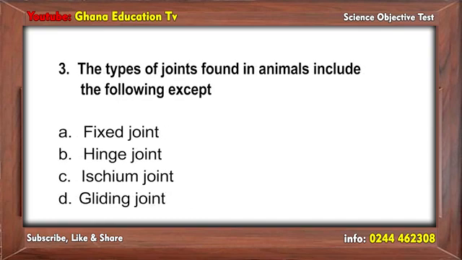Number 3. The types of joint found in animals include all the following except A. Fixed joint. B. Hinge joint. C. Ischium joint. And D. Gliding joint.